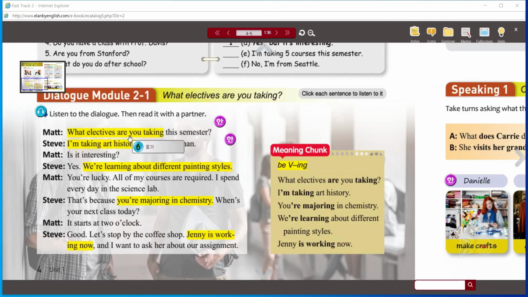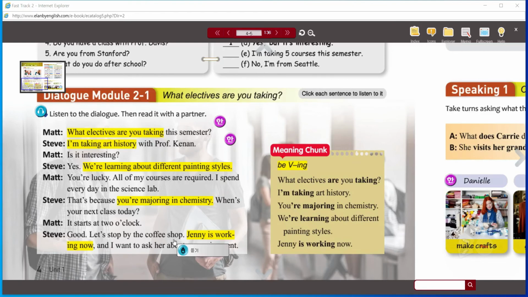What electives are you taking? I'm taking art history. We're learning. Okay. You're majoring. Okay. They're talking about their general life right now. Sometime in the future, they will stop studying art history. They will stop learning about different painting styles. Okay. But these days, generally, they are doing these things.